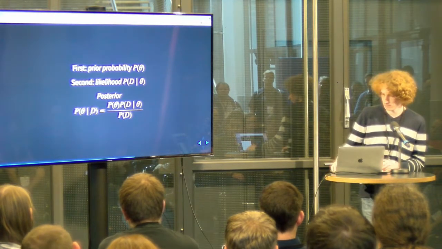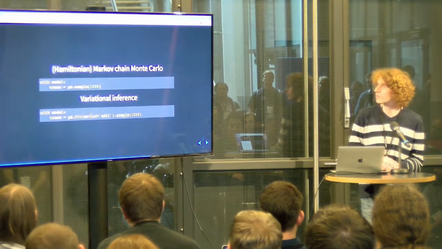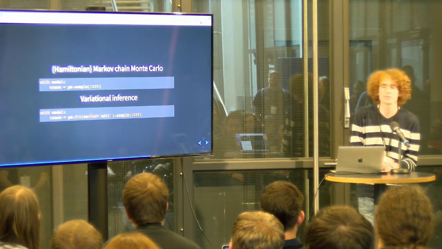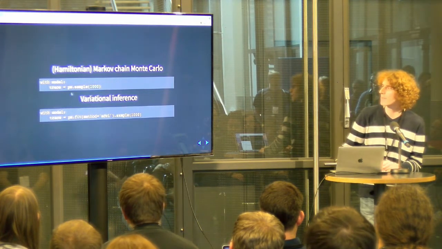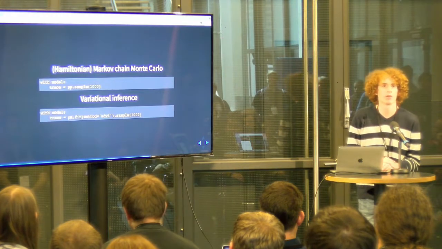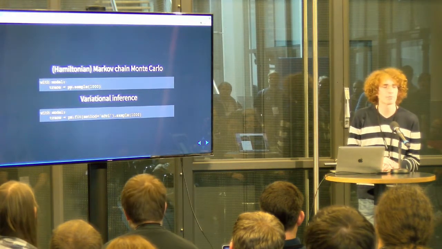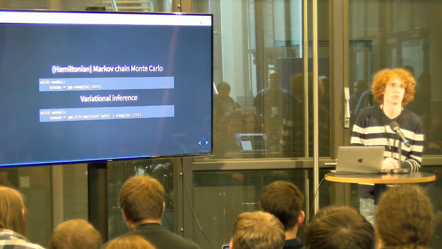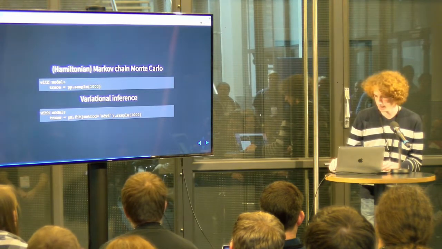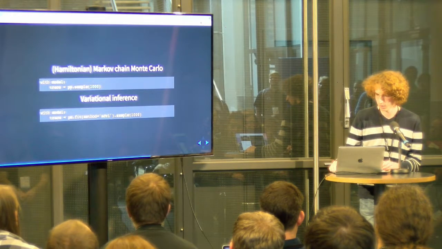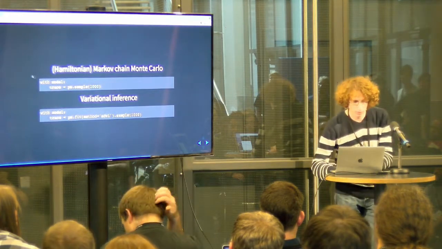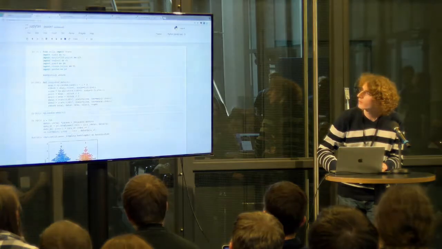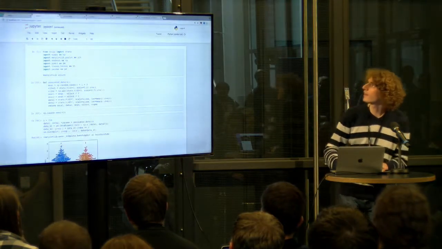And from the user's point of view, it boils down to basically just two options for how to do that. The first one is just sample, which will give us our samples from the posterior, or we could use variational inference. I'm not going to go into that much, for reasons that I'll mention a bit later, I guess. So at that point, I think it's maybe useful to just show you what we just did in an actual notebook.